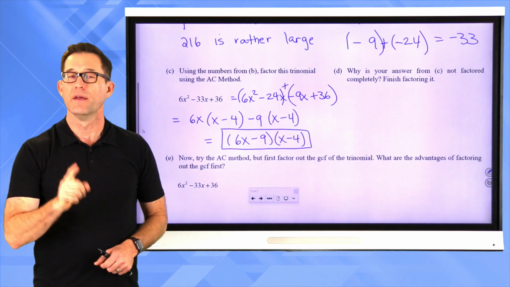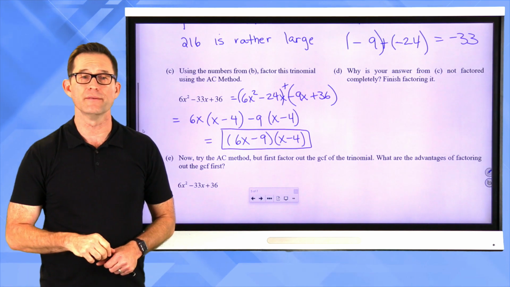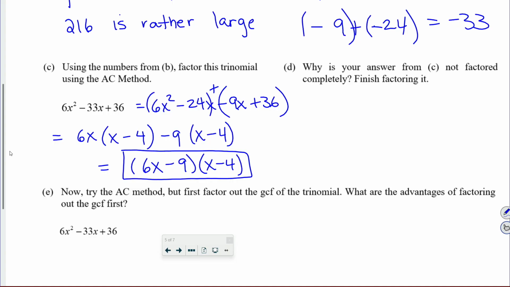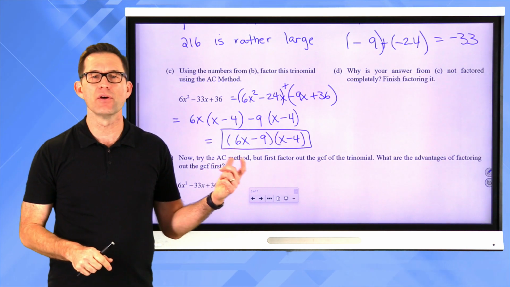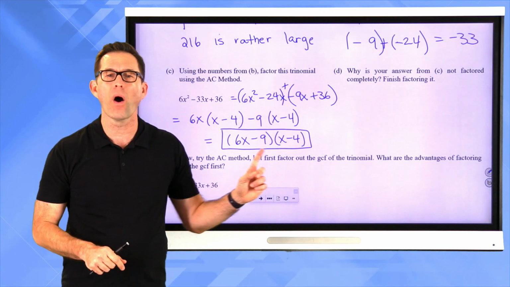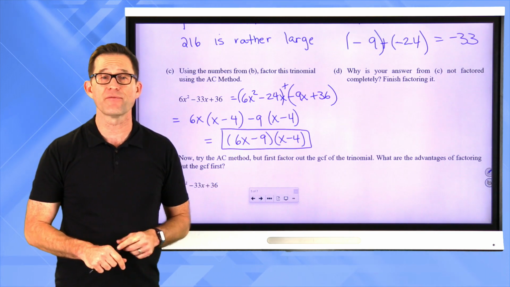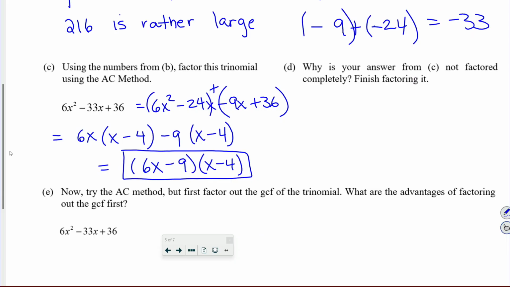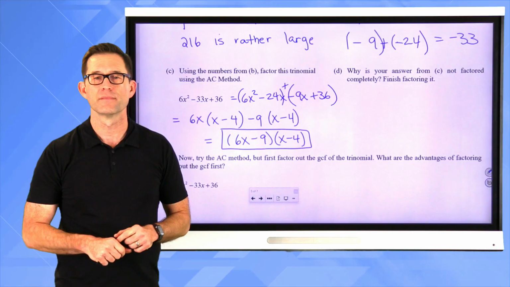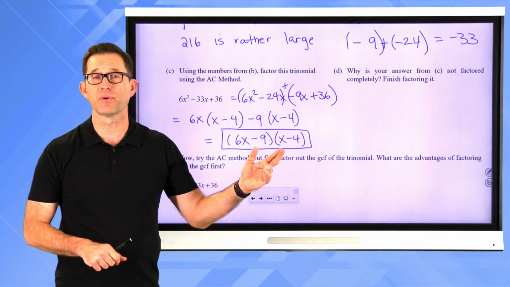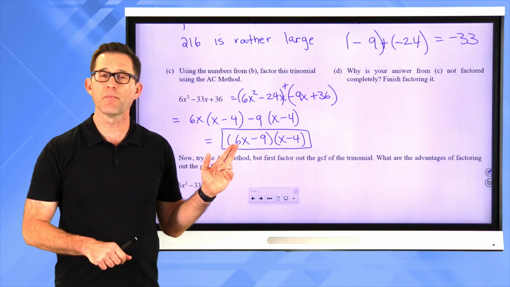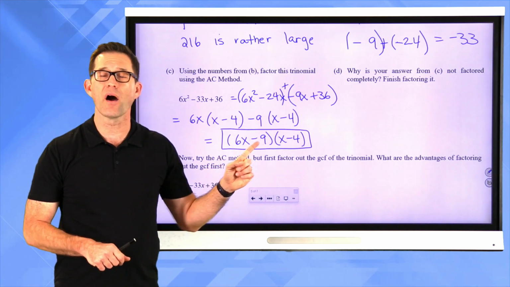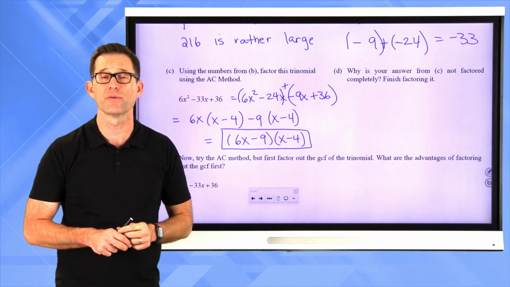Now very important, let's take a look at letter D. Why is your answer from C not factored completely? Finish factoring it. I want you to really take a look at this and see if you can think about why this is not factored completely. Pause the video now and consider that. Well, the x minus 4 is completely okay. But in the 6x minus 9, both the 6 and the 9 contain a common factor of 3.